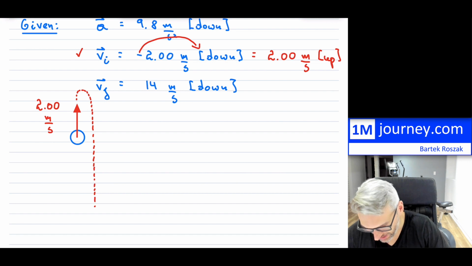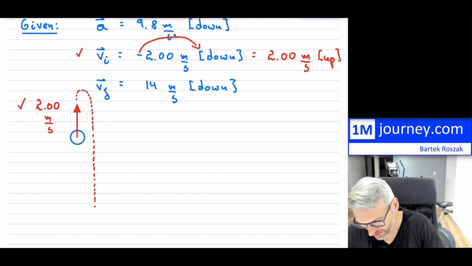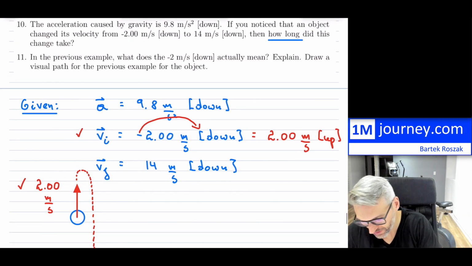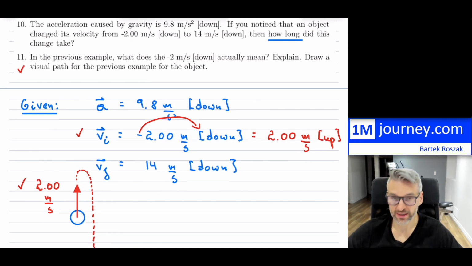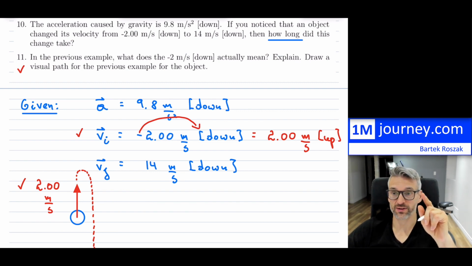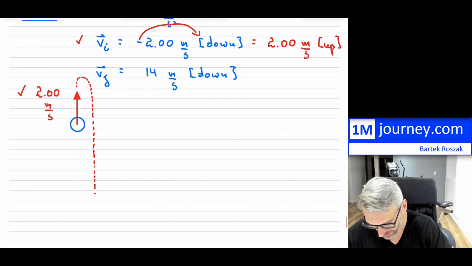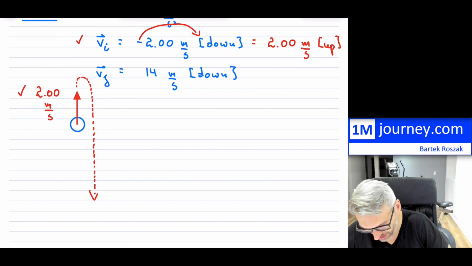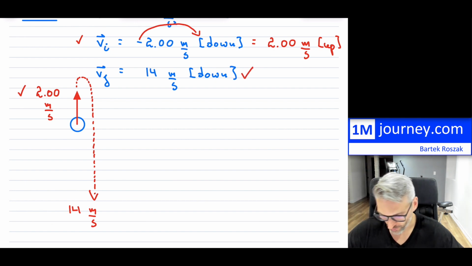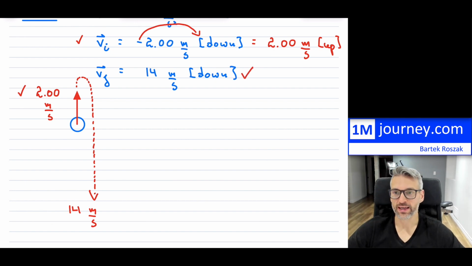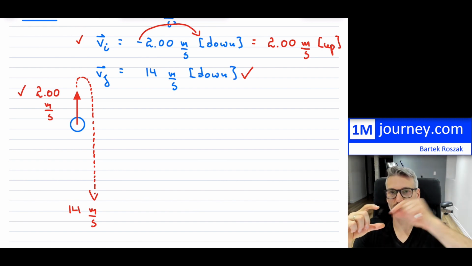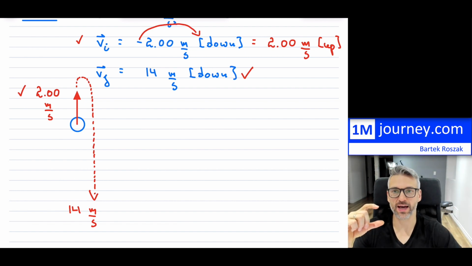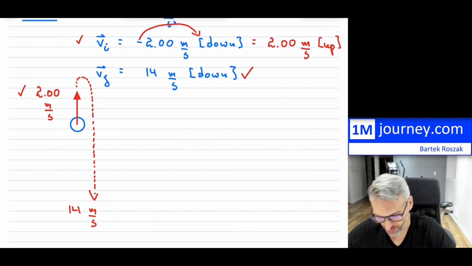And here, that answers your question. What does it actually mean? It means that it's going upwards in the beginning, and then drawing the visual path, this is what's going to happen to this object. Eventually this particular object is going to be moving at 14 meters per second, and notice it is down over here. So eventually it starts to go down. And they want to know, how long did this actually take? So from going 2 meters per second upwards, stalling, and then falling back down, how long does that process take?